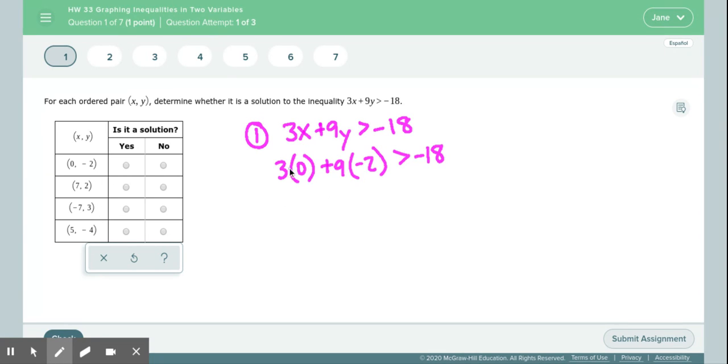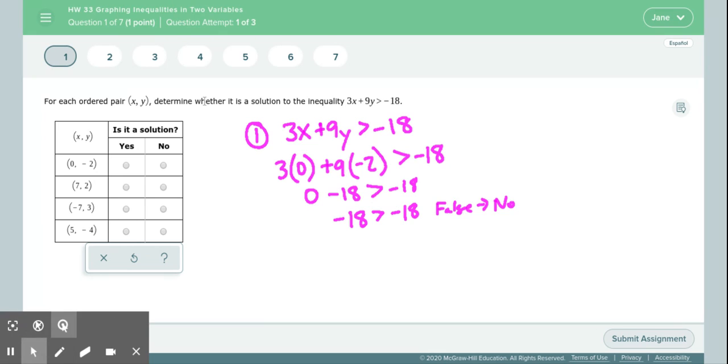And then evaluate. So 3 times 0 is 0. 9 times negative 2 is negative 18. So 0 minus 18 is negative 18. So is negative 18 greater than negative 18? Is that true or false? And this one would be false. And so because it's false, is it a solution? No, it's not a solution. So then I would come over here and I would mark no. But on my work page, I have this work to justify my answer.